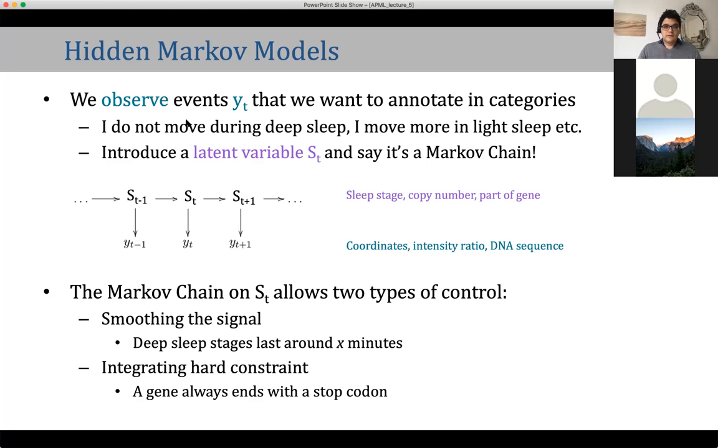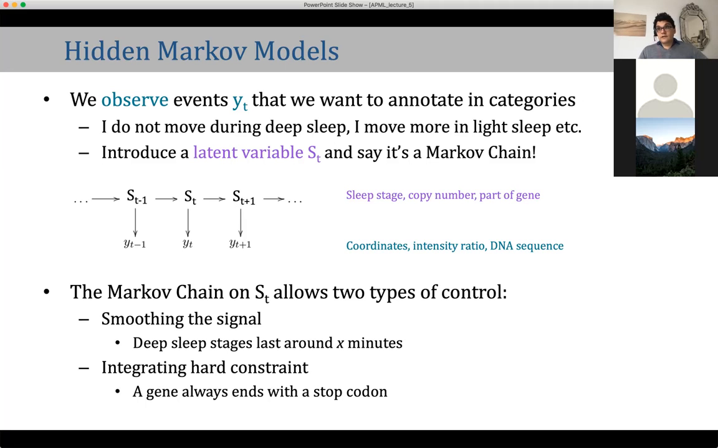And of course, that's easy. We know that if you're in deep sleep, you will move less. So the observation will change. They depend on the category you're thinking of, like the movement you're doing. And so what would be a way to tackle this problem? To look at this problem.